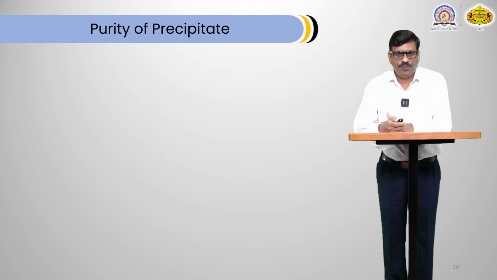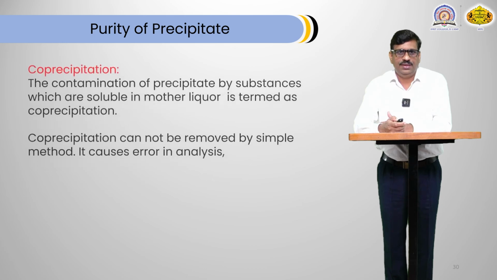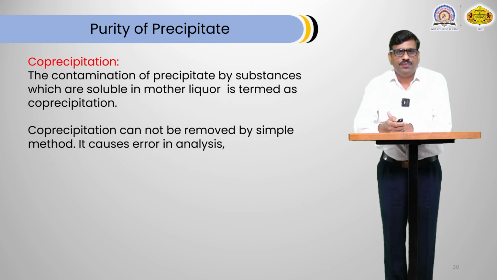Now, purity of precipitate. The main aim of our gravimetry is to produce a pure precipitate, and if your precipitate is pure, then we get better result. If precipitate is contaminated by impurities, then error may arise. Purity of precipitate can be explained in two ways, that is co-precipitation and post-precipitation.